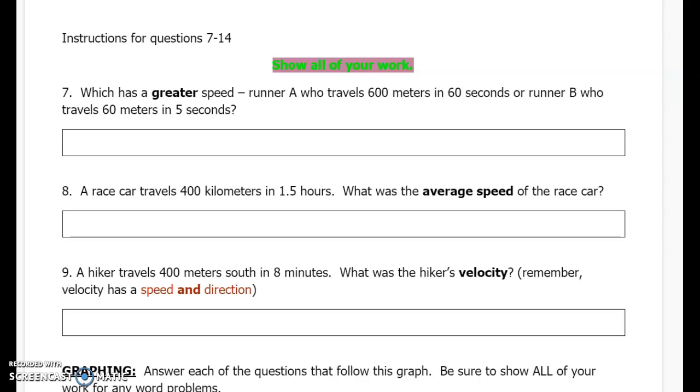You do need to find the speed for both runner A and runner B and compare those speeds to figure out which runner went faster. Number 8 is looking for average speed. Remember, average speed is total distance divided by total time. In this case, we have our total distance of 400 kilometers and our total time of 1.5 hours.